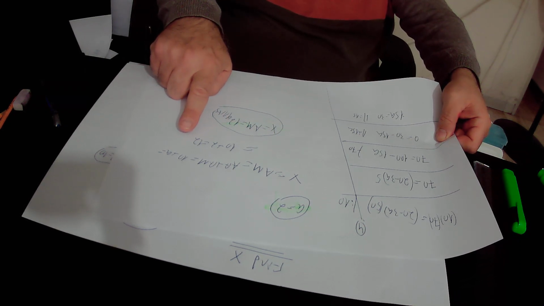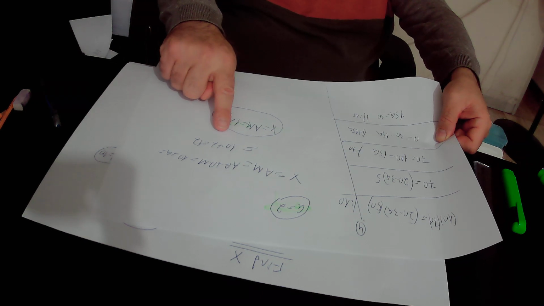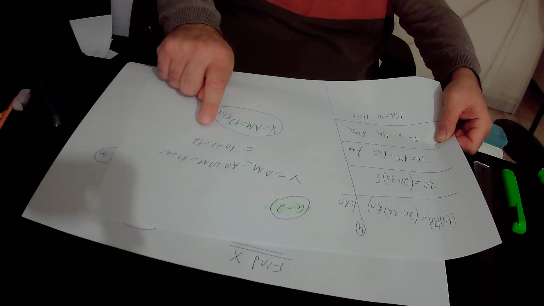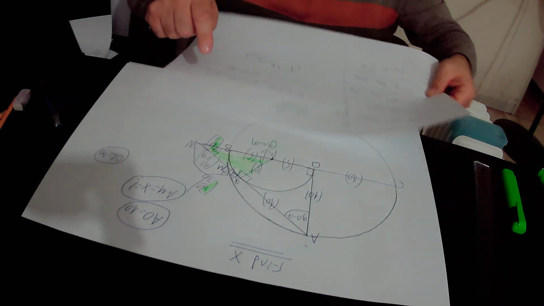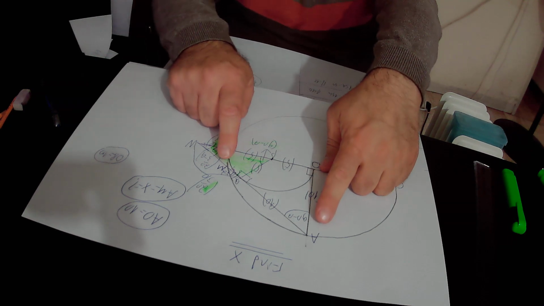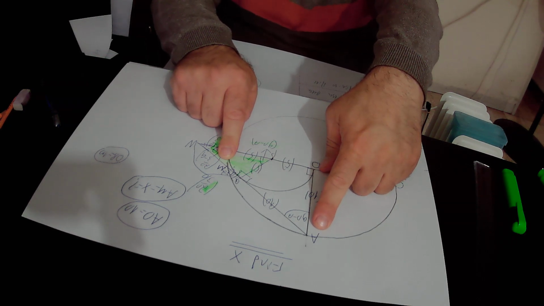So x equals AM equals 10 plus A, and A is 2. So AM equals 10 plus 2, that is 12. So in conclusion, we found that x, that is equal to AM, equals 12 units in length.